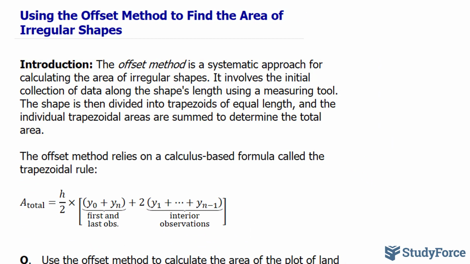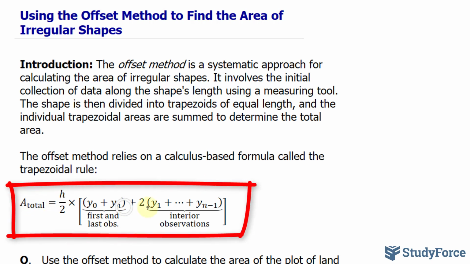Now, the nice thing about the offset method is that whether you're working in construction or any other trade, if applied correctly, you can find the approximate area of a large or small region relatively fast and with good accuracy. Furthermore, the offset method relies on a calculus-based formula called the trapezoidal rule, and for reference it's shown right here, and we'll be using it shortly.